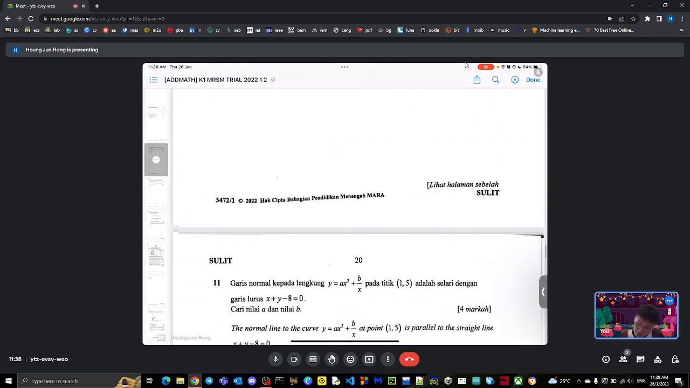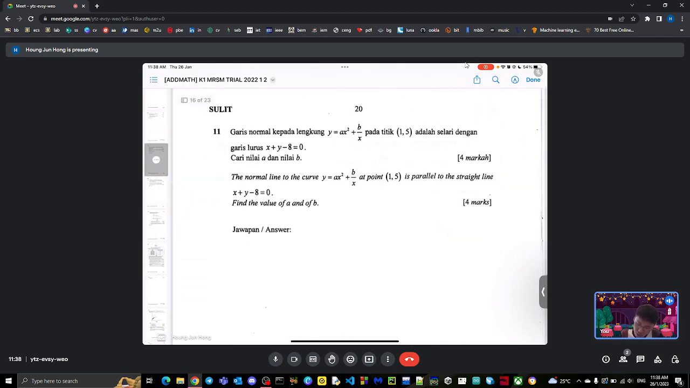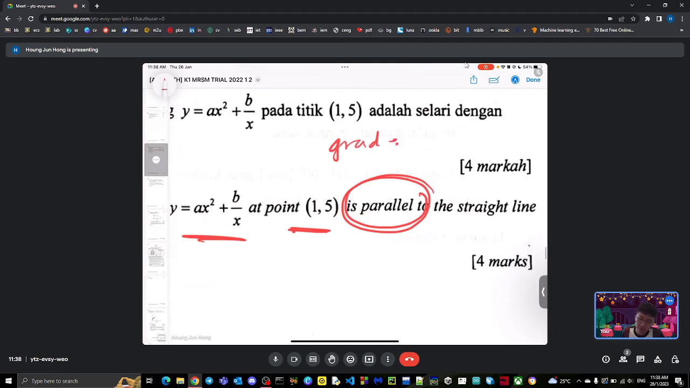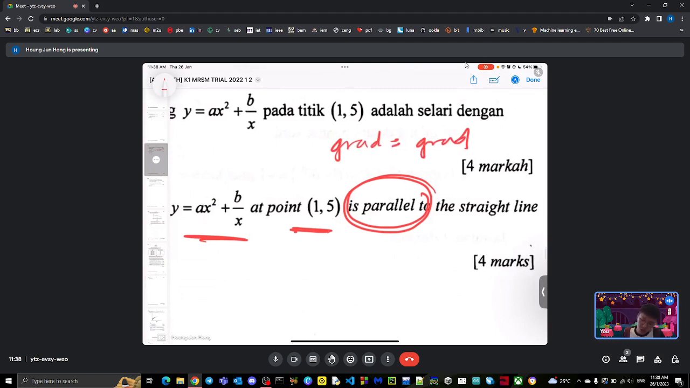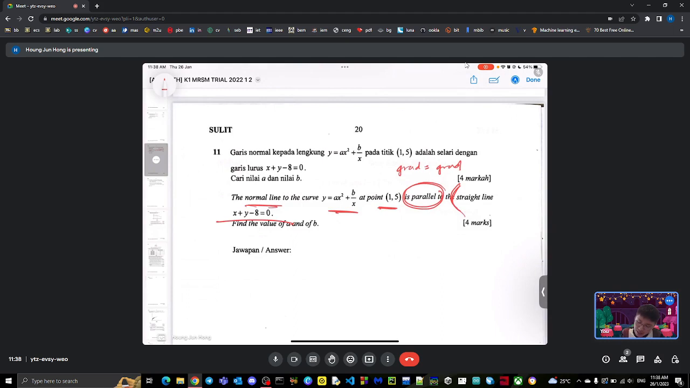Now the next question, question 11. We have a normal line to a curve. The normal line to a curve at the point is parallel to the straight line. Whenever we see parallel, and this is not a vector question, so outside of the vector topic, we should know that the gradients are equal. So we have to find the gradient of the straight line and the gradient of this, and then equate them. That will be one of the things to do, because the question gives you a hint that it is parallel.